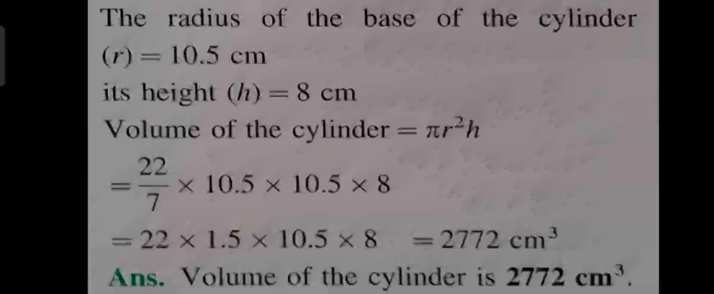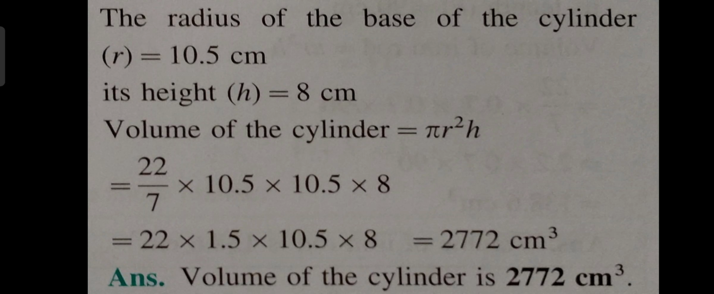We have learned the 4 steps to solve, students. The first is to write the formula, the second is to put the values, the third is to calculate, and the fourth is the answer. So we'll put the formula. Volume of the cylinder is pi r square h. Here we take pi as 22 upon 7. If the value of pi is given to us, then we have to take that only, 3.14 if it is given. Otherwise, normally we can take the value of pi as 22 upon 7. So 22 upon 7 into radius square, that is 10.5 into 10.5, and height, that is 8.